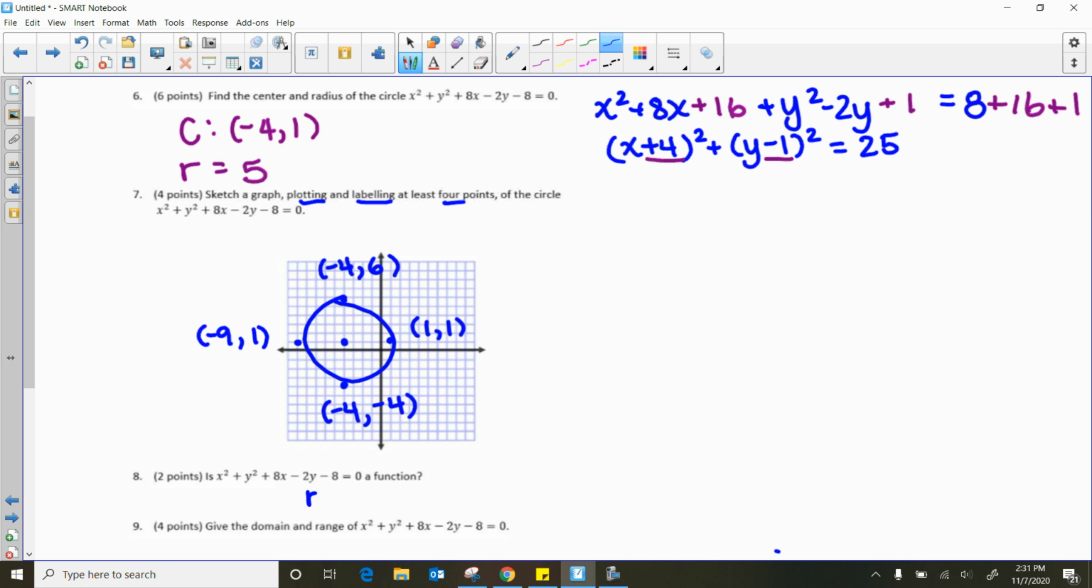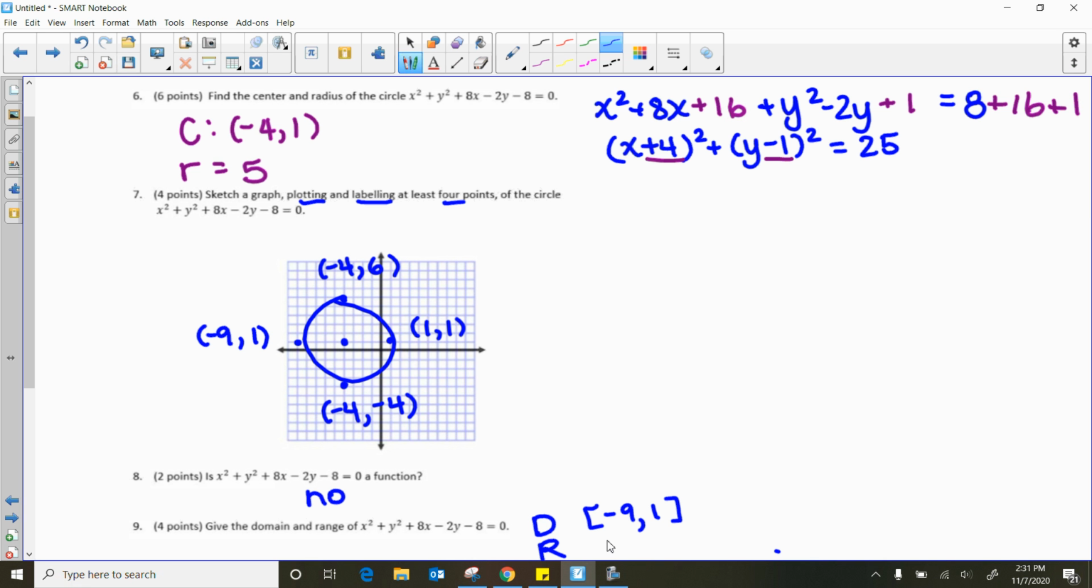Okay. Is this a function? It is not, because it does not pass the vertical line test. And the domain and the range, again, the farthest left point on my graph is -9. My rightmost x value is +1.